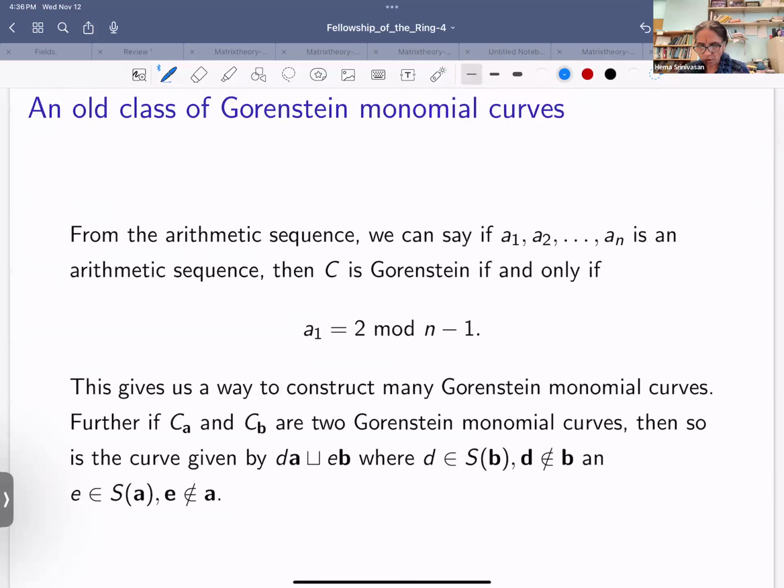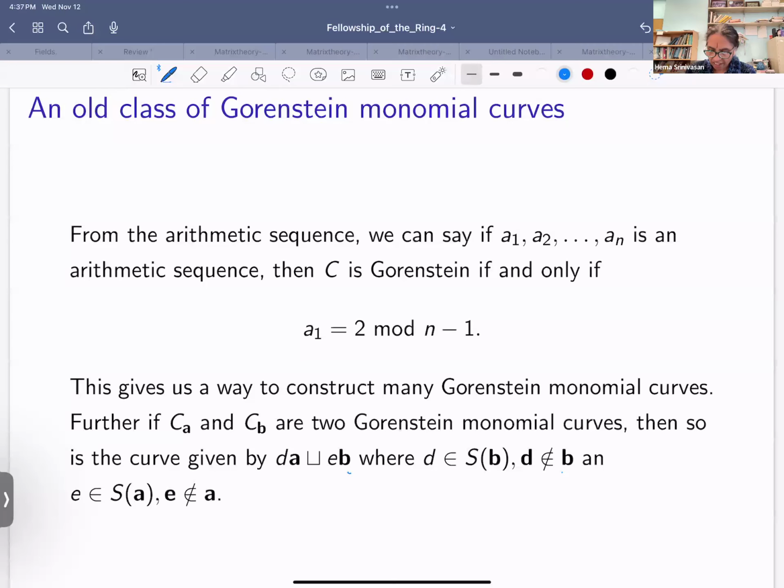I asked the question, when is it a Gorenstein monomial curve? When you take A1, A2, AN as an arithmetic sequence, and A1 is equal to 2 mod n minus 1, then, and only then, it is a Gorenstein curve. So this gives us one way to construct many Gorenstein monomial curves. Also, if you give me two Gorenstein things, then I can create another one by gluing those two, which means I take D times one of them, A, union with E times another one, B, where I pick a D that is in the semigroup generated by B, but not in B.